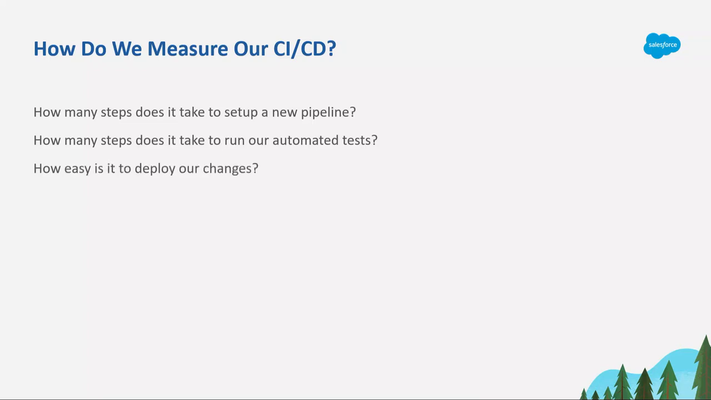That's important. Number 3, how easy is it to deploy our changes? How easy is it to move metadata? How easy is it to move code from one org to the next? Because if you can answer these 3 questions and say confidently, yeah, I can do this easily right now, it's one step for each, you're probably pretty mature in your CI/CD processes. If you're not, maybe you need to take a look at this.